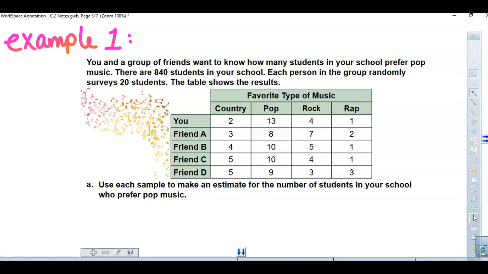Okay, so here's our results. You found that 2 people liked country, 13 people liked pop, 4 people liked rock, and one person liked rap. Okay, that's how you read this. So first, we need to use each sample in order to make an estimate for how many students in the school prefer pop music. Each and every single person who does a random sample needs to have their own estimate. That's what that means.